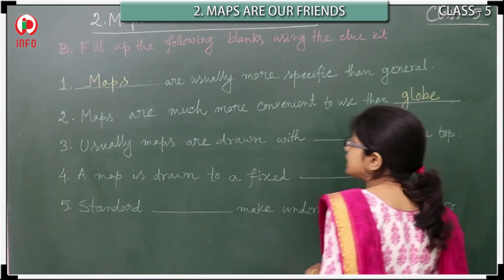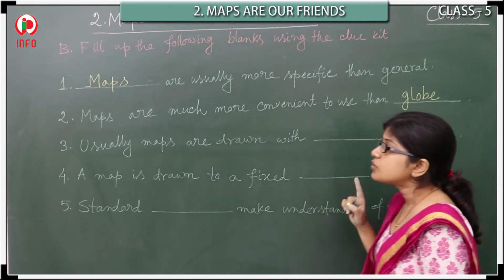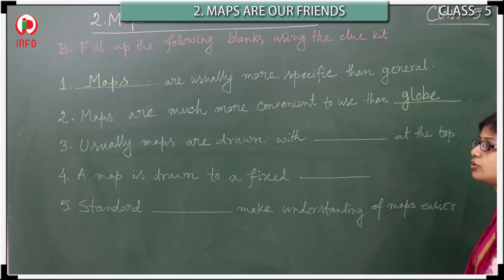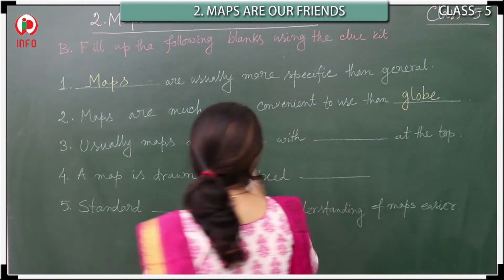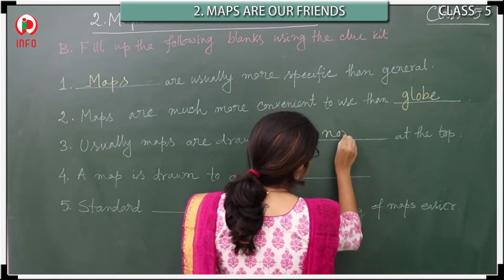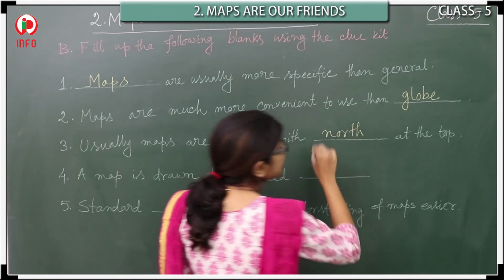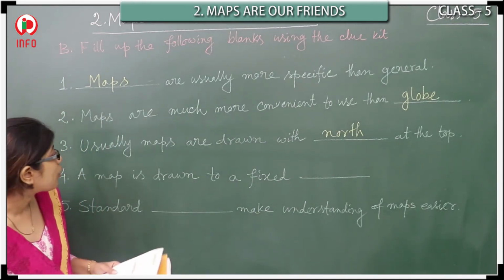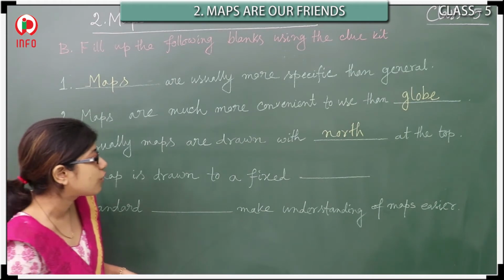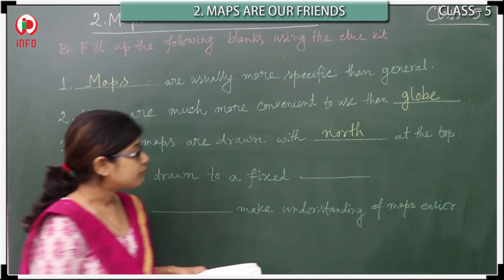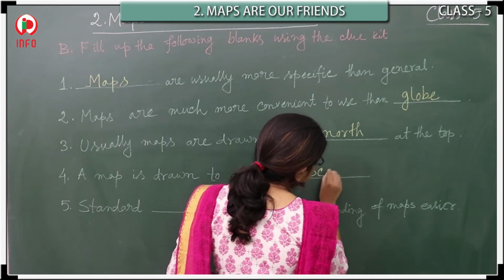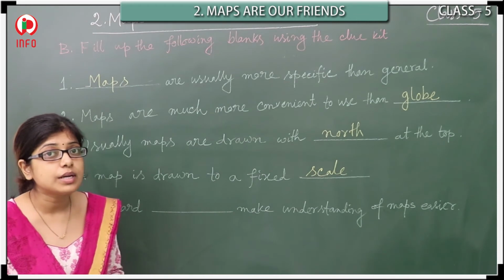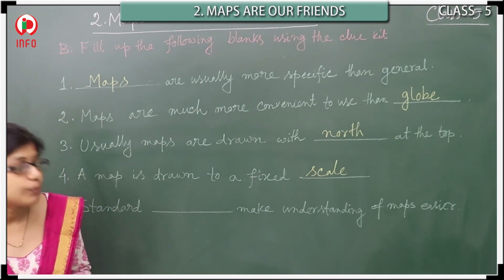Next, the third one, usually maps are drawn with dash at the top. Do you know what should be the answer? North. So its top should be for which direction? North. And a map is drawn to a fixed what? Fixed scale. Because why? You are able to understand the distance between 2 places.